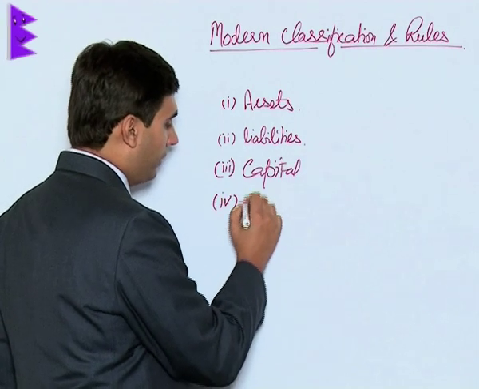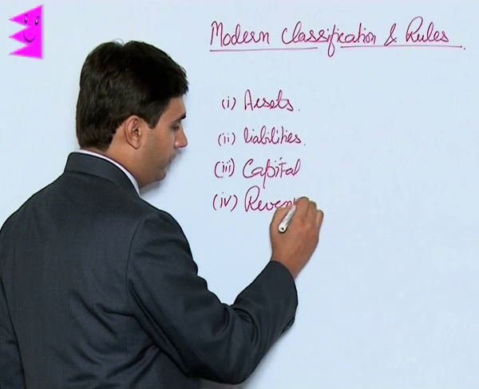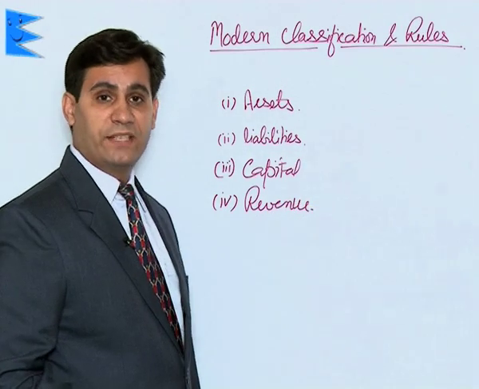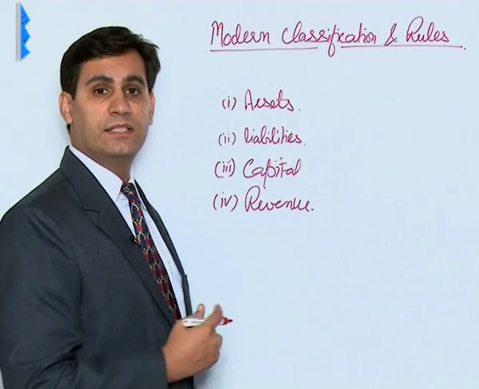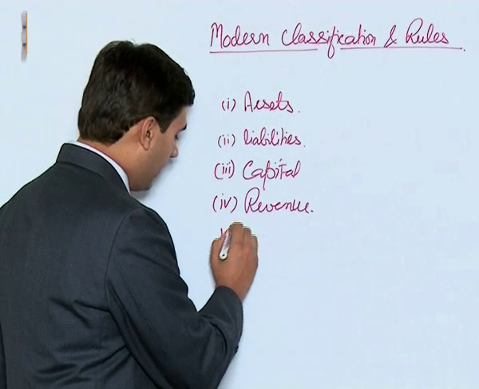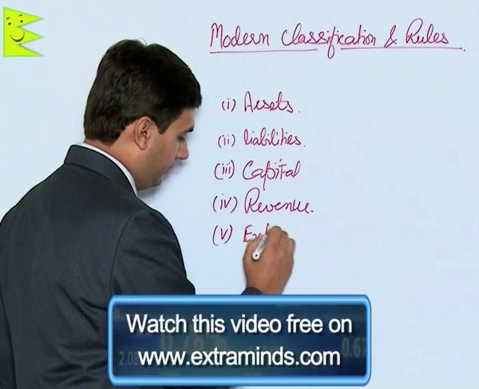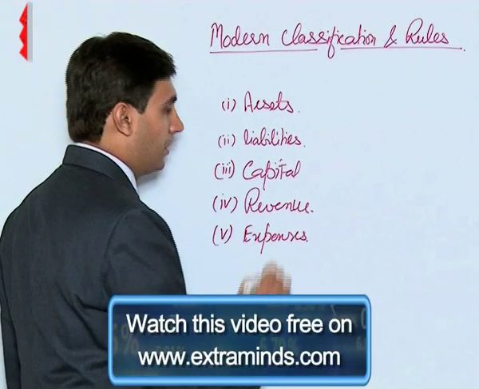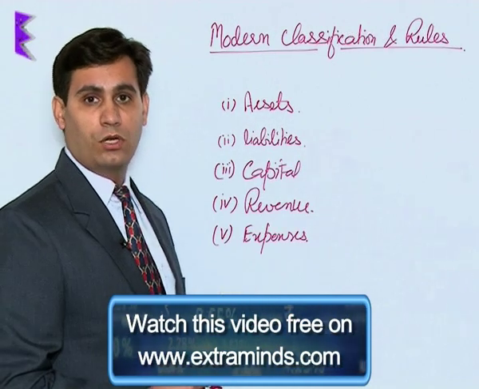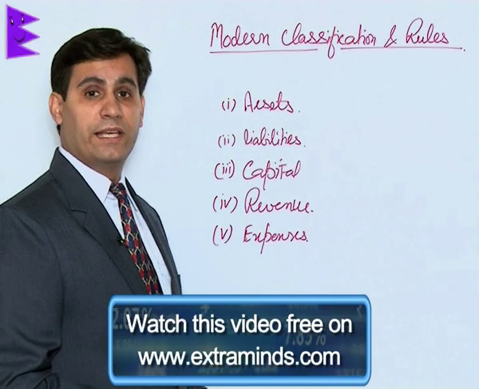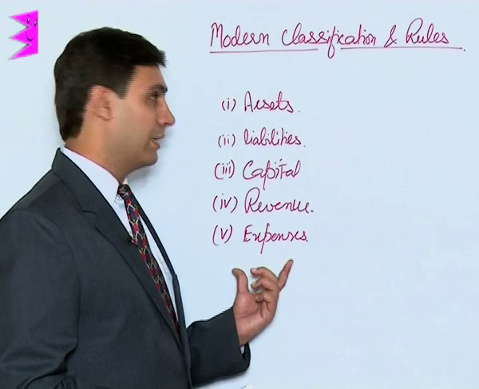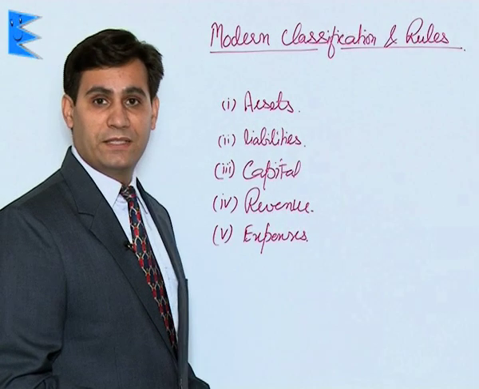Next one being revenue. Accounts which relate to generation of income like sales, etc. are classified under this category. Then we have the last one being expenses. The amount that a business spends to earn revenue is called expenses. They are like salaries paid, interest paid, rent paid. They are all covered under the category of expenses.